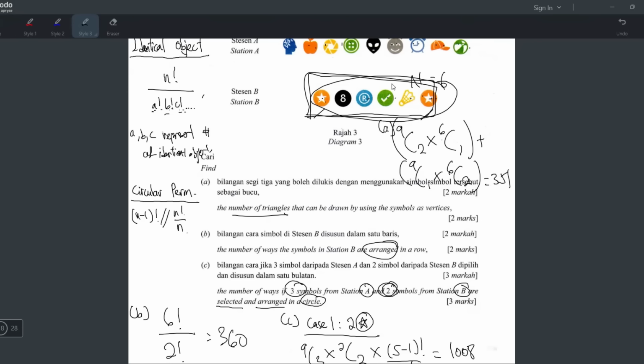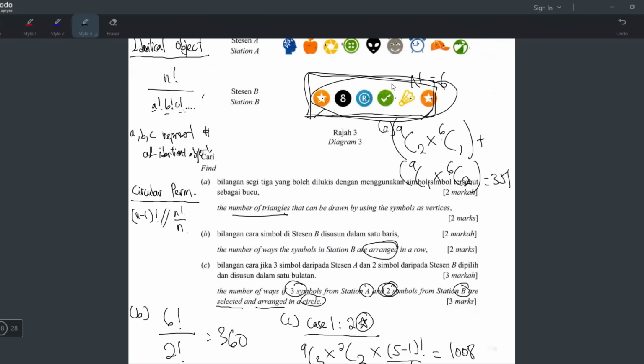The case 1, you do like that, which is you get 1008 for the 2 stars from station B, right? And then for the second case, you can actually combine the 1 star and the 2 star. You combine, you do it combine.